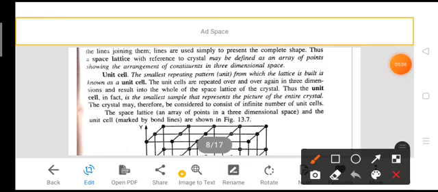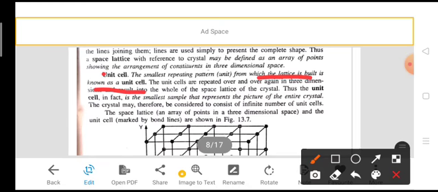Next, unit cell. What is the definition of unit cell? The smallest repeating pattern from which the lattice is built is known as a unit cell.